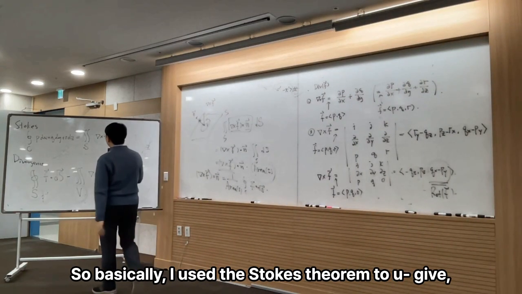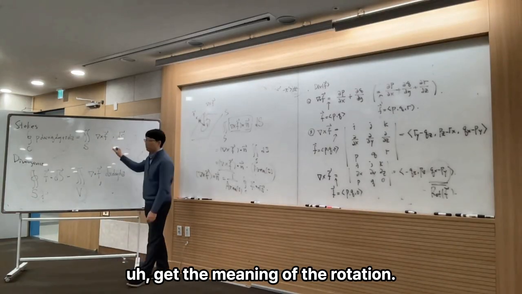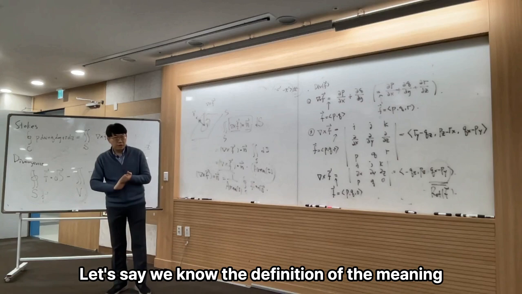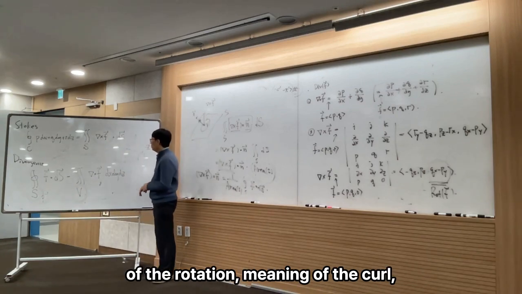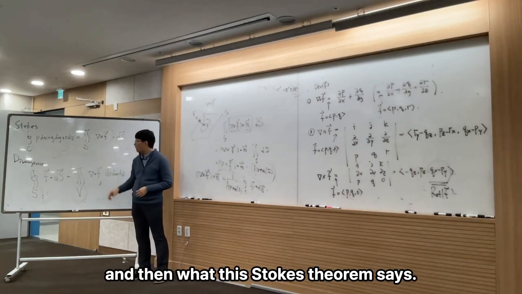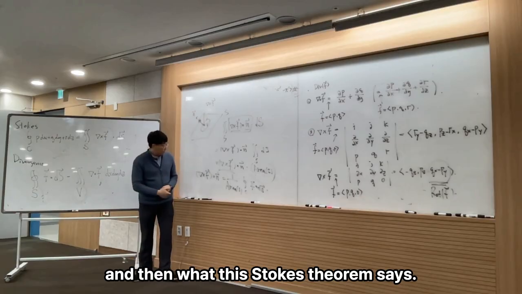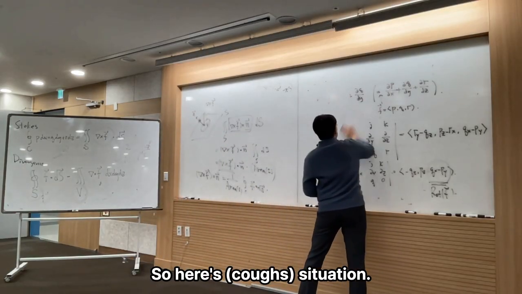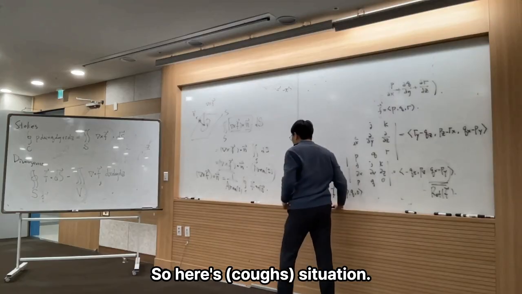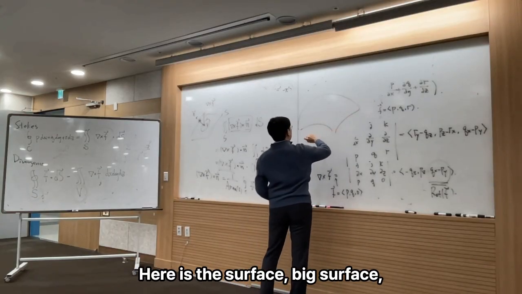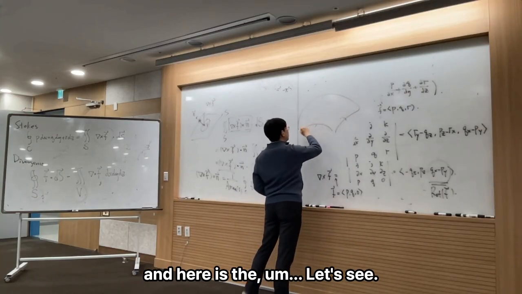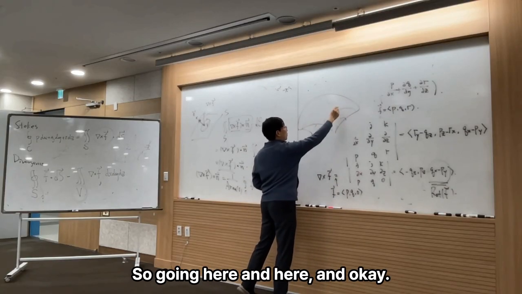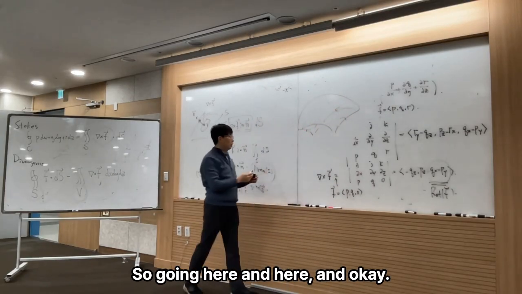So basically, I use the Stokes theorem to get the meaning of the rotation. Let's go backward. Let's say we know the meaning of the curl, and then see what the Stokes theorem says. So here's the situation. Here's the surface, a big surface, and here is the boundary, going here and here.